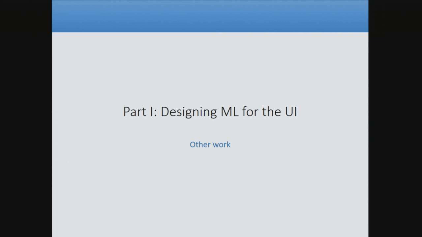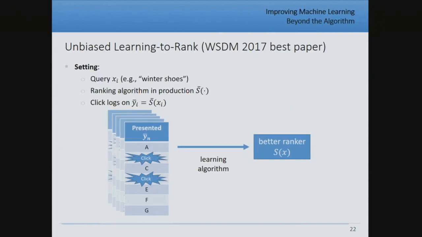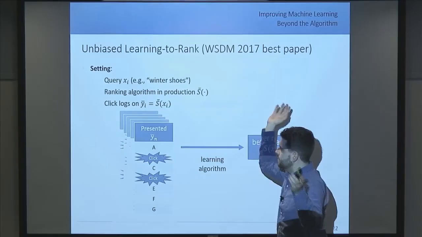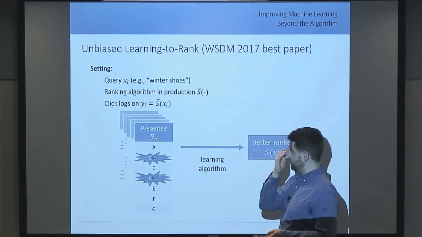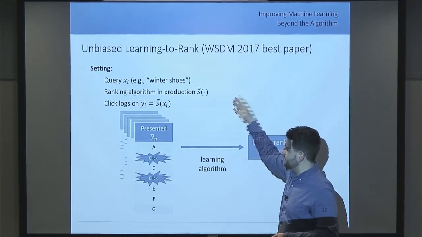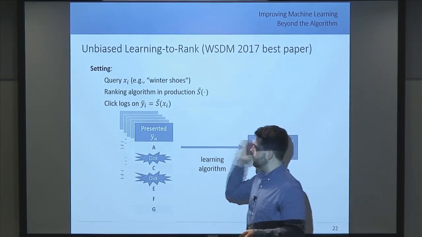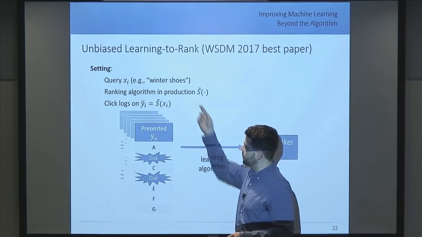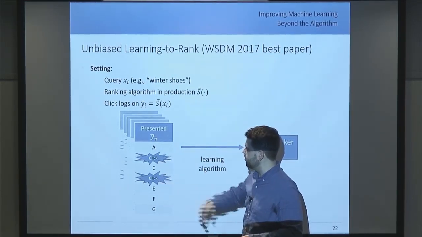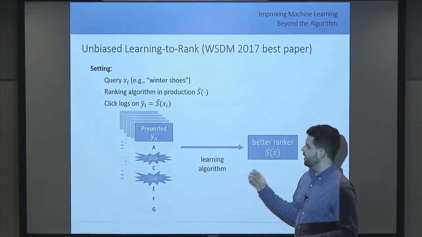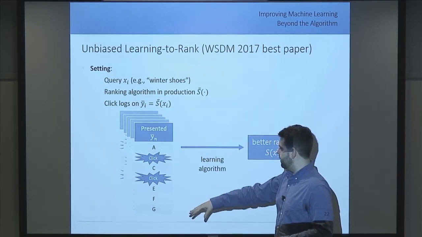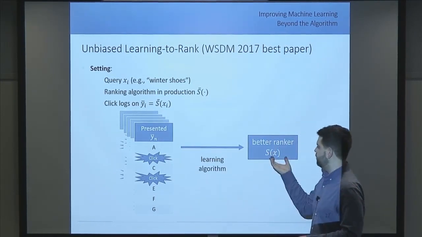So for the remainder of this part, I want to talk about a follow-up project where we apply very similar ideas to debiased learning to rank. Just to get everyone back into the learning to rank setting, we work with the query x_i. Let's say it's winter shoes, and then we have a ranking algorithm in production, S-bar, and that outputs a ranking. And then we collect click logs from that ranking algorithm. So people click on B and D, and we would store that. And then our task is to take all this data, have a learning algorithm that hopefully outputs a better ranker.